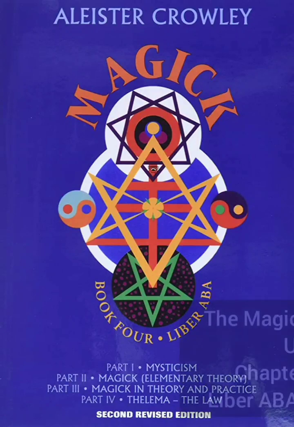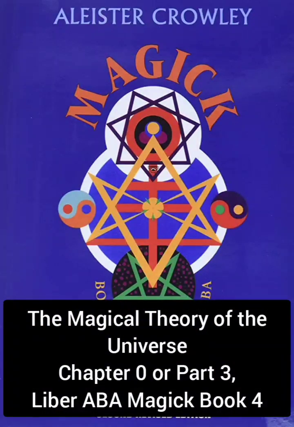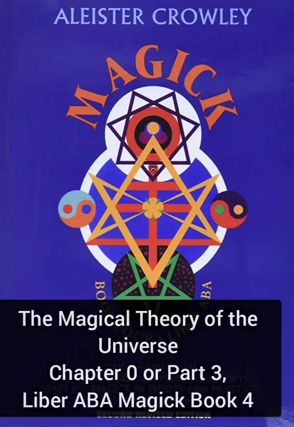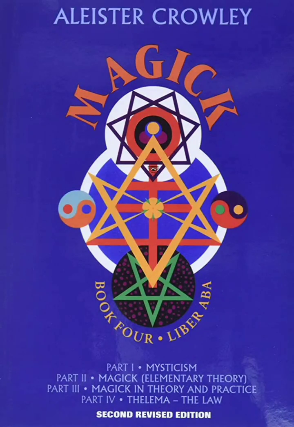I'm Lexi Eve, and now, having given the introduction to Magic in Theory and Practice last time, we're moving into the main text. So, Chapter 0, the magical theory of the universe. Let's get into it. Magic in Theory and Practice has a total of 22 chapters, 0 to 21, and 7 appendices. I will go over the chapters, one per video, like the previous parts of Book 4, but will not cover the rituals and other material in the appendices until a later time.